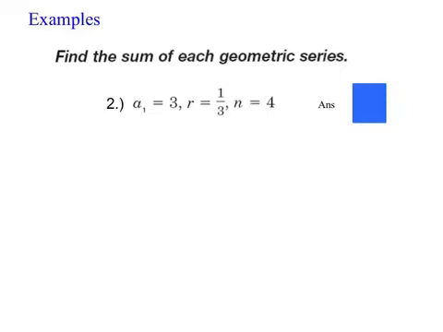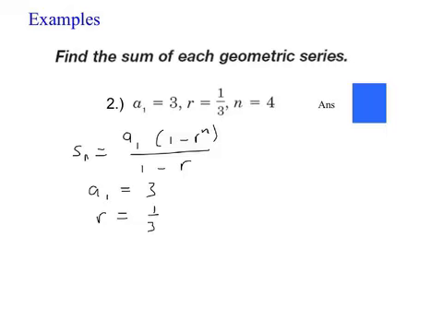For our second problem, we're asked to find the sum of each geometric series. What do I have here? First of all, let's write down the formula we're going to be using. S sub n is equal to a sub 1 times 1 minus r to the n all over 1 minus r. Do I know a sub 1? Yep, it's a 3. Do I know what my r value is? Yes, it was given to us. Do I know what my n value was? Yep, it was given to us as well. So all we have to do is plug it in.